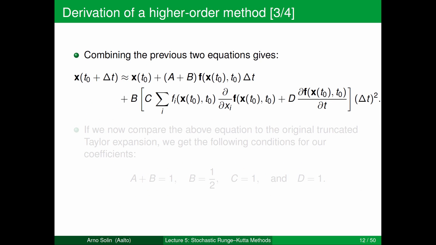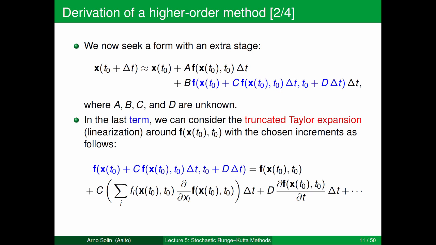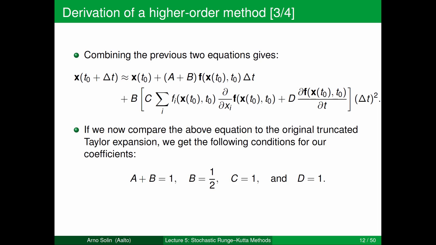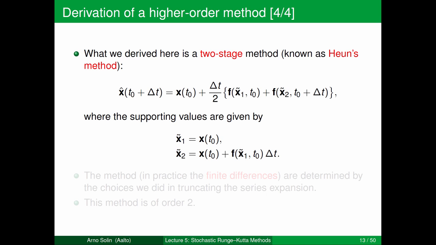Combining those two expressions, we get an expression of the following form, where we see that we have the constants a, b, c and d now in those places, and comparing these two expressions on the previous slide, we can now get values for a, b, c and d as follows. Solving this gives us a derivative-free method which has two stages, and this method is known as the Heun method.